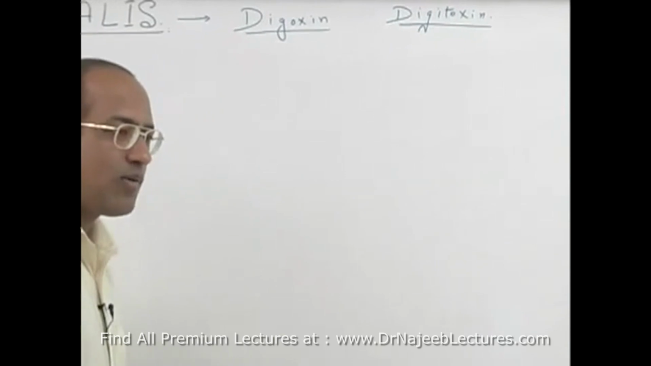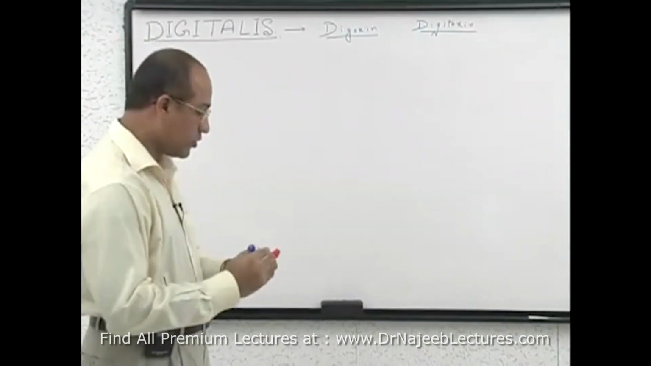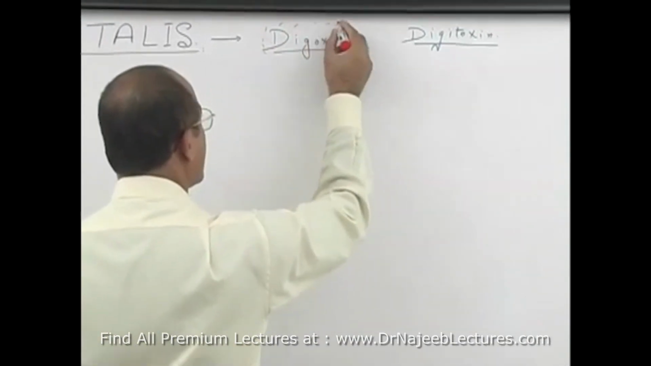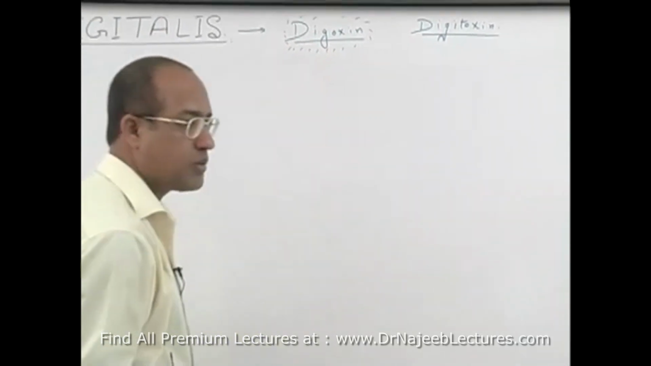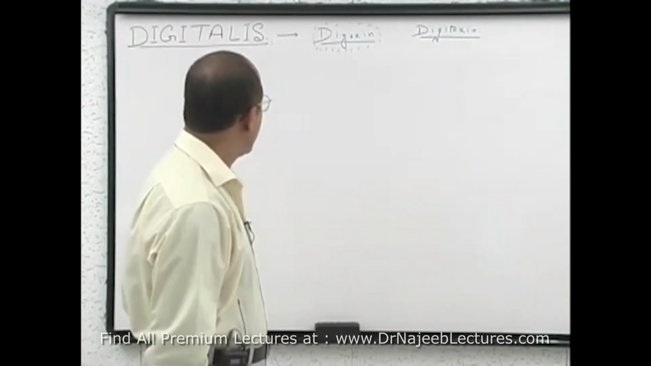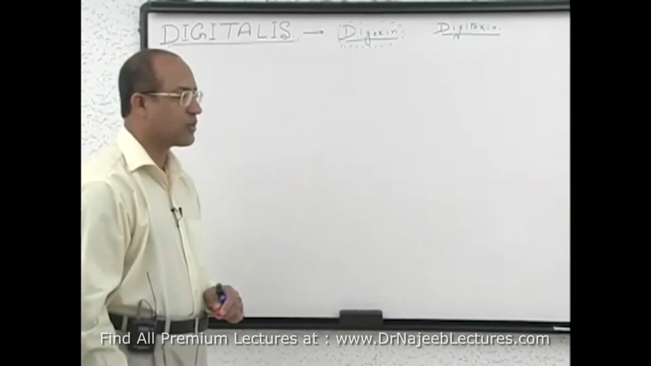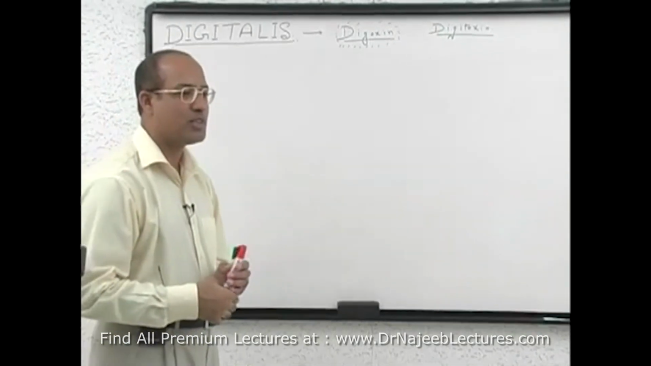Digoxin. What do you think? Which should be used more? Digoxin is used much more. It has some advantages over digitoxin, and it is very commonly used. If you have to use a Digitalis group of drugs, the preferred choice is digoxin. You must be knowing why it is preferred over digitoxin.